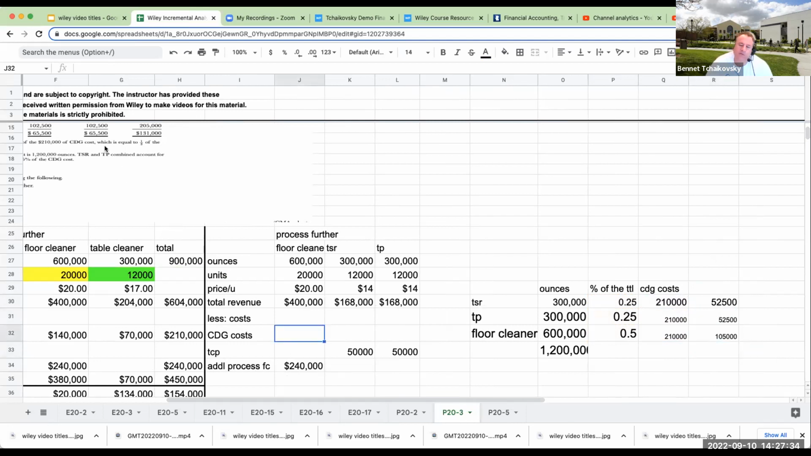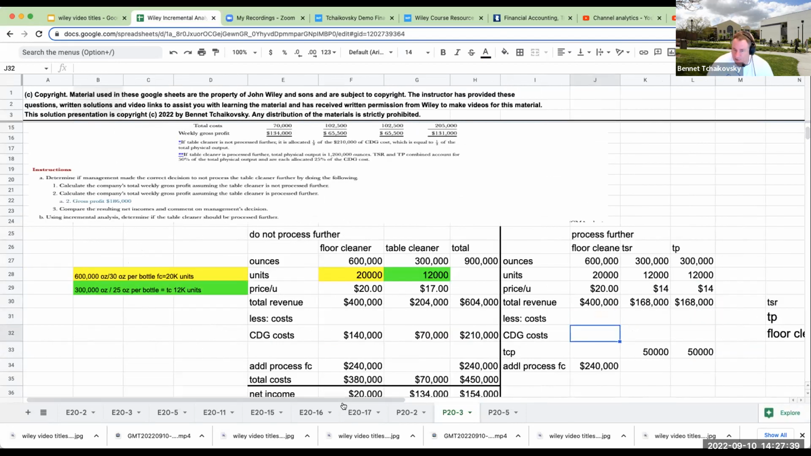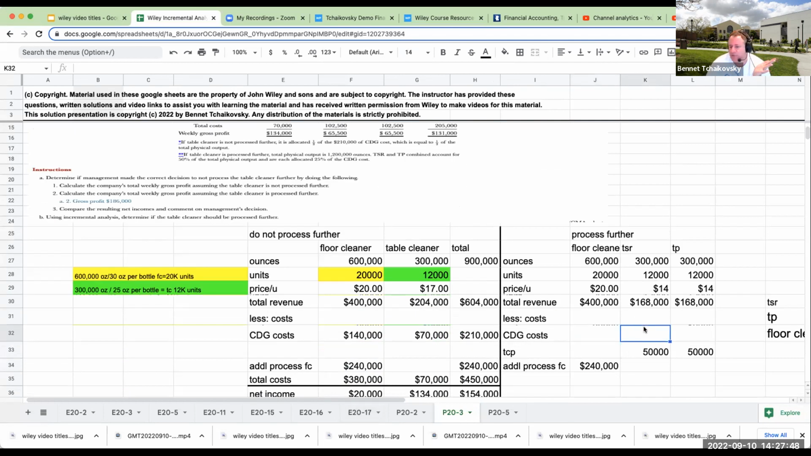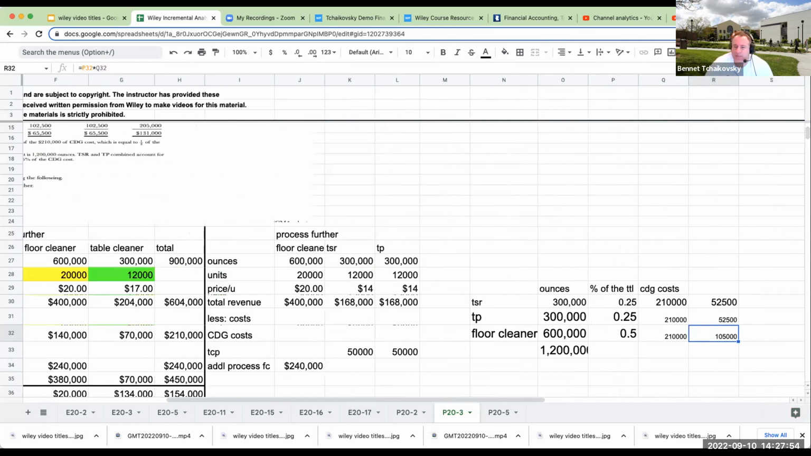So this is where this analysis really kind of made the mistake, because the allocation's changing, right? They got this allocation correct, but this allocation is correct. It's 52.5, but you're not comparing apples to apples, right? Because that's going to impact, because my total CDG costs are 210,000. It's not comparing apples to apples. So right over here, this is going to be 52.5. This is going to be 52.5. And now the floor cleaner, instead of having 140,000 allocated to it, it's now going to have 105,000 allocated to it.